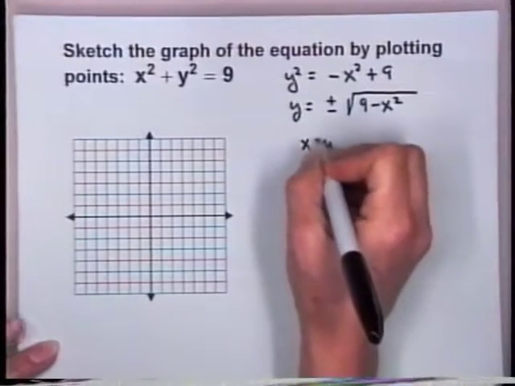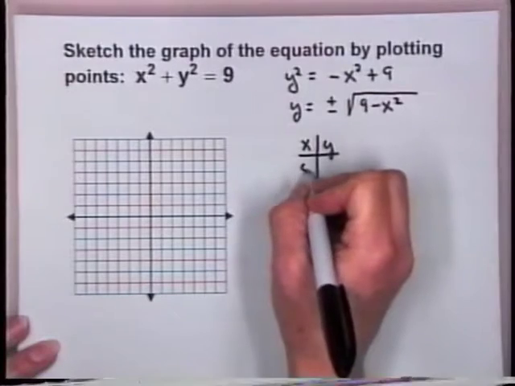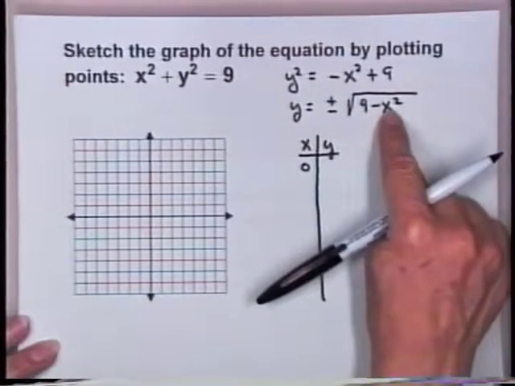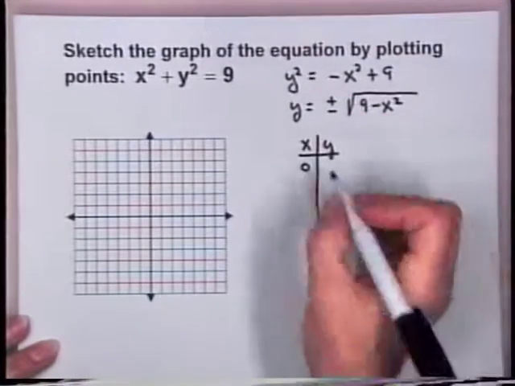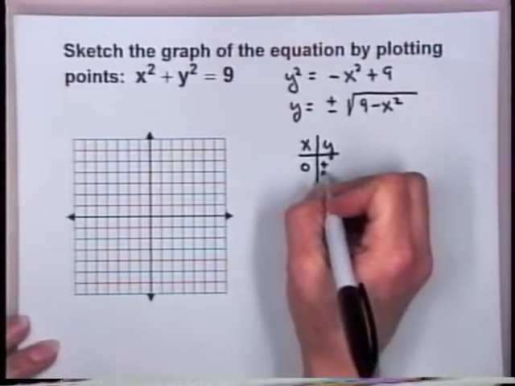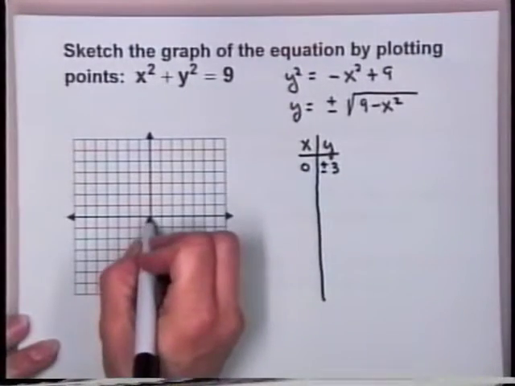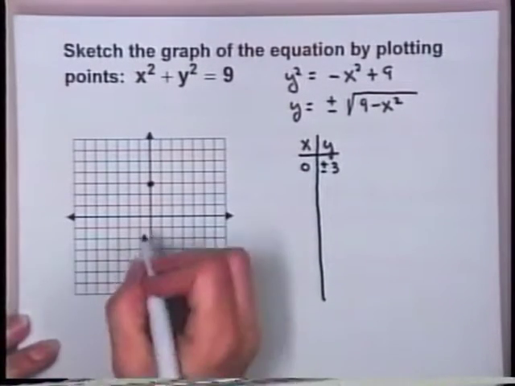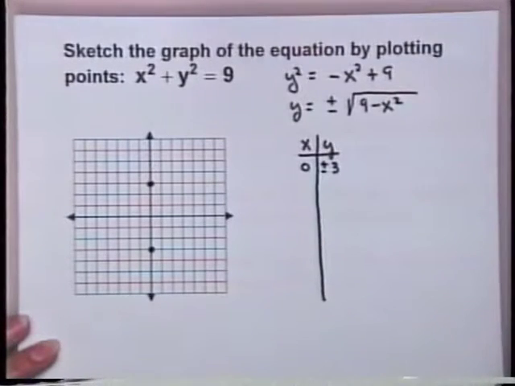Okay, let's do a table. And since it's been working quite well to choose x to be 0 to get started, I think I'll do that. If x is 0, 9 subtract 0 is 9. The square root of 9 is 3, isn't it? So notice this is plus or minus 3. I'm going to write it like that over here, plus or minus 3. Notice that gives me 2 points. If x is 0, y can be positive 3 up here. Or if x is 0, y can be negative 3. So I have 2 points already.